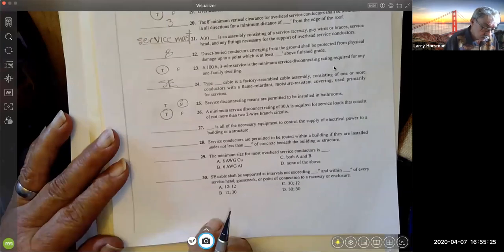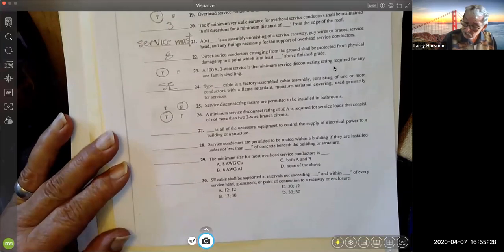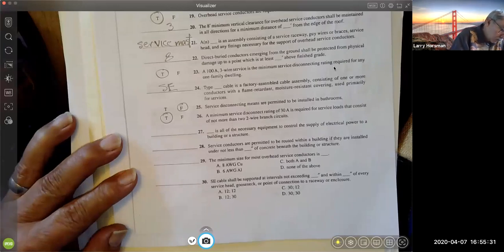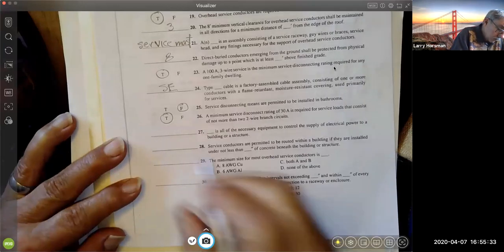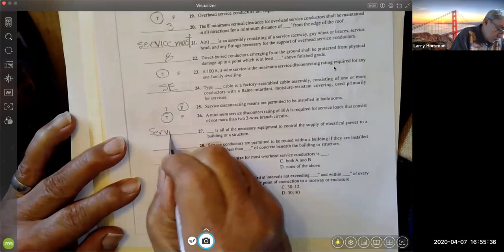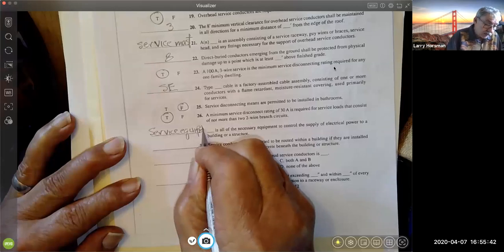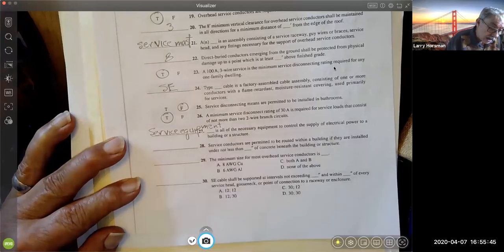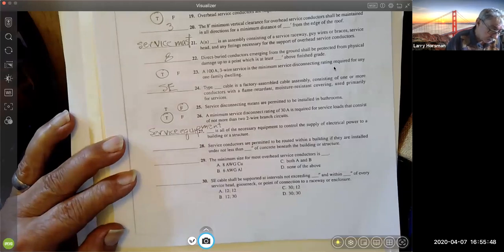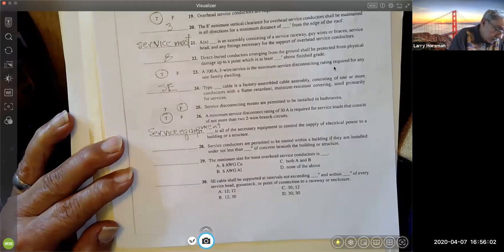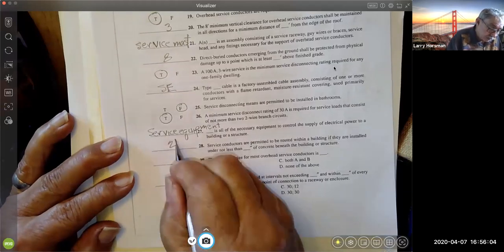27, service equipment is all of the necessary equipment to control the supply of electrical power to a building or structure. 28, service conductors are permitted to be routed within the building if they are installed under not less than 2 inches of concrete beneath the building or structure.